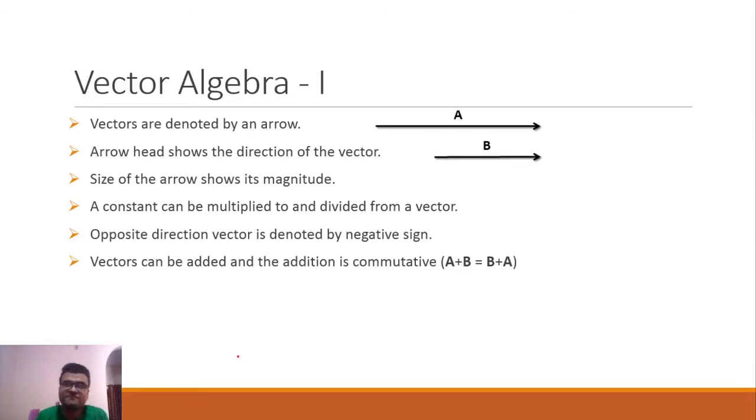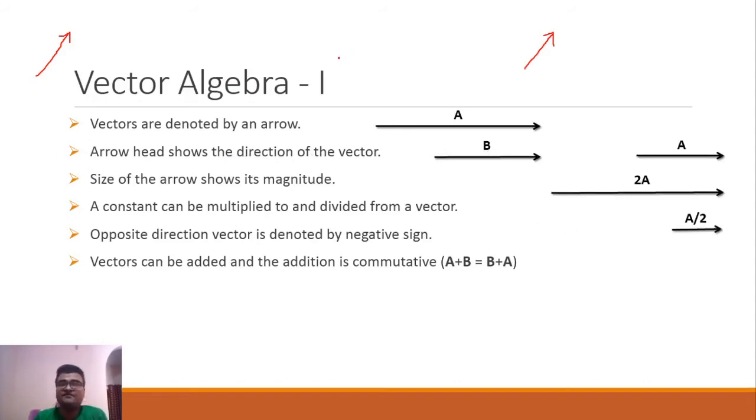Also, if there is a vector on a plane, and on the same plane somewhere else there is another vector having the same direction and same magnitude, you will have to say that these two vectors are the same or they are equal. A vector can be divided and can be multiplied by a constant quantity. For example, this vector A is multiplied by 2 and it became double, and this same vector A is divided by 2 and it became half.